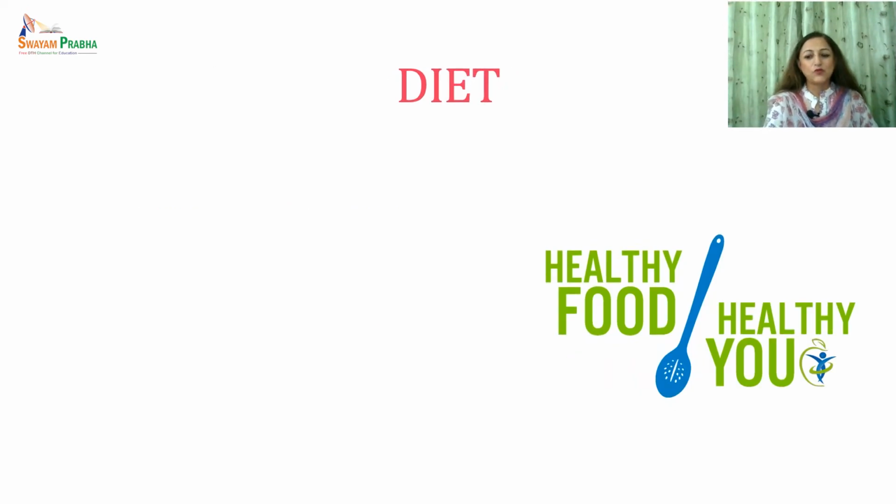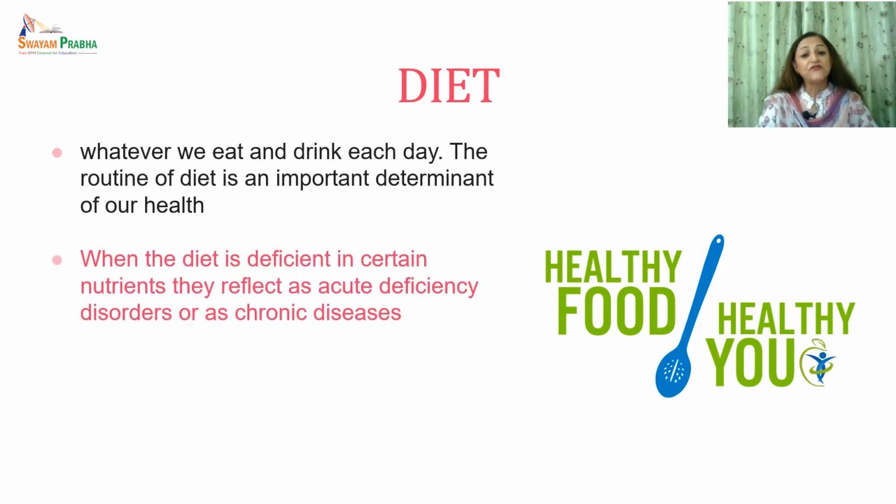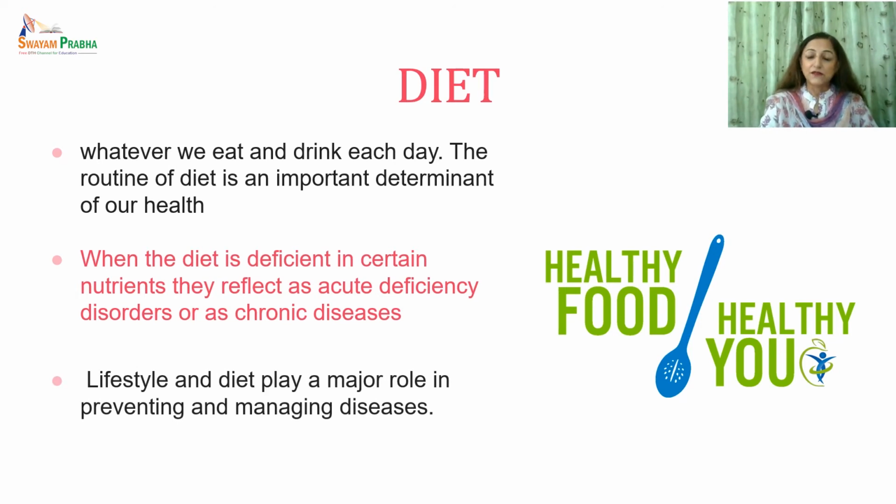Now let's talk about another term, that is diet. Diet refers to whatever we eat or drink daily. The routine of diet is an important determinant of our health. When the diet is deficient in certain nutrients, it reflects as acute deficiency disorders such as goiter, protein energy malnutrition, night blindness, anemia, or chronic diseases such as cardiovascular diseases and cancers can also occur. Lifestyle and diet both play a major role in preventing and managing diseases.